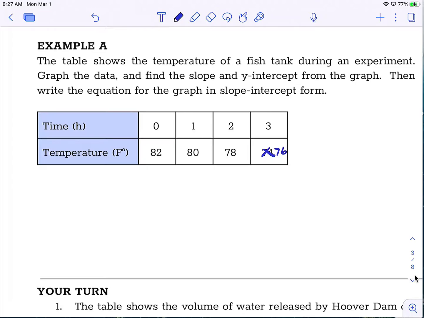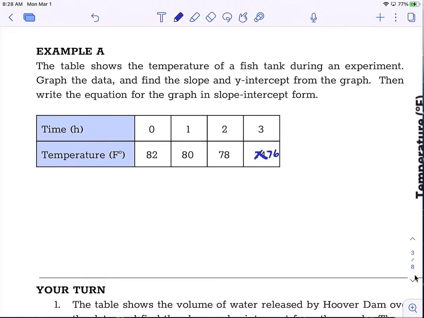Okay, so how do you find the slope from a table? That is the same thing we've been doing before, which is using the slope formula: y2 minus y1 over x2 minus x1. So take any two y values and their x values and subtract them. So I'm going to do 82 minus 80 over 0 minus 1. Again, like I said, y values on top, x values on the bottom. Make sure you stay in the same order. So that'll give me 2 over negative 1, which is negative 2.